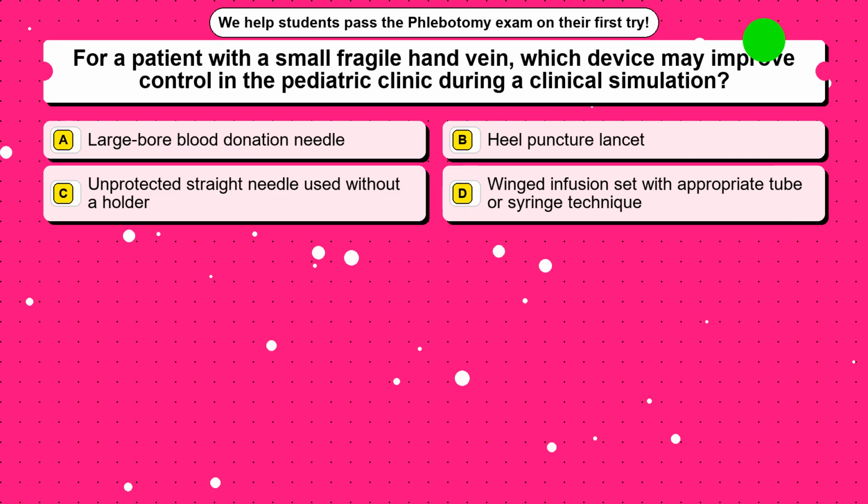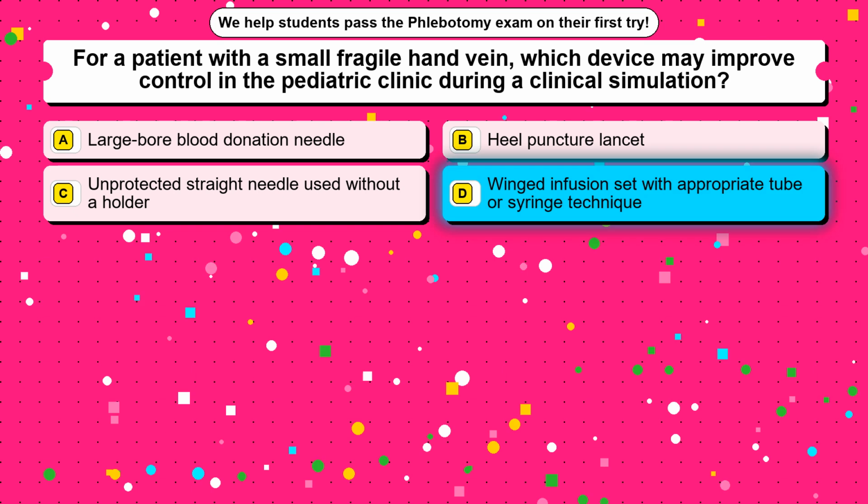Question 28. For a patient with a small fragile hand vein, which device may improve control in the pediatric clinic during a clinical simulation? Option A. Large bore blood donation needle. Option B. Heel puncture lancet. Option C. Unprotected straight needle used without a holder. Option D. Winged infusion set with appropriate tube or syringe technique.